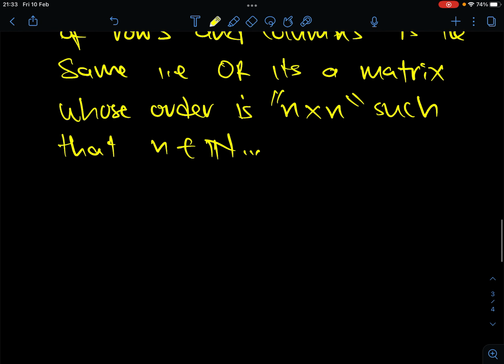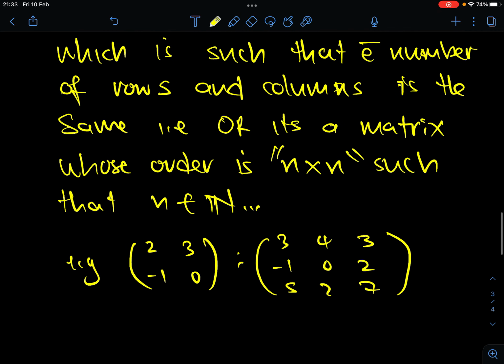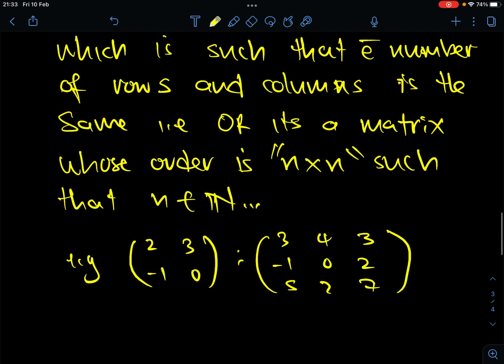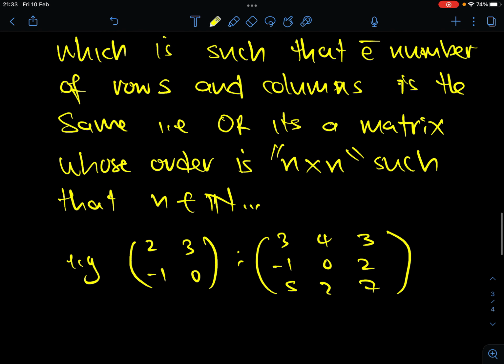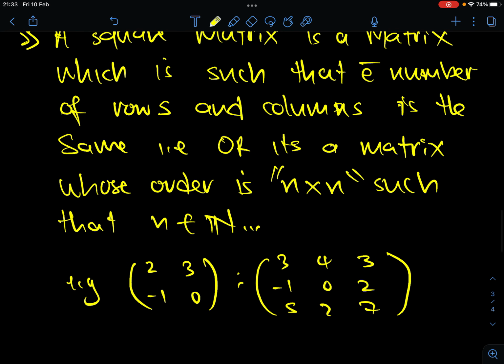So examples of such matrices are as follows. 2, 3, minus 1, 0 is an example of a square matrix, and 3, 4, 3, minus 1, 0, 2, 5, 2, 7 is another example of a square matrix. You see that? So we need the number of rows and the number of columns to be the same to qualify to be called a square matrix. Okay, so now we are well aware of square matrices.